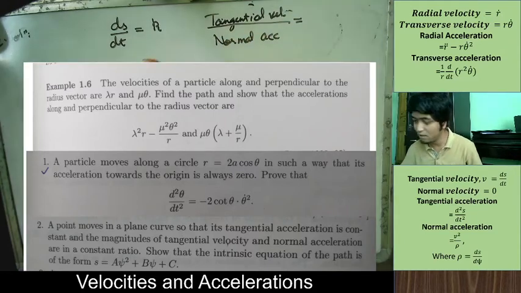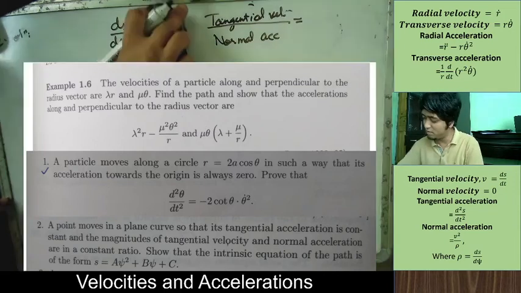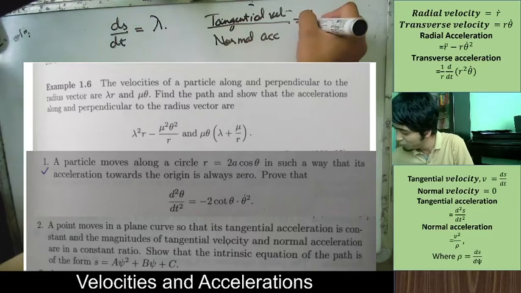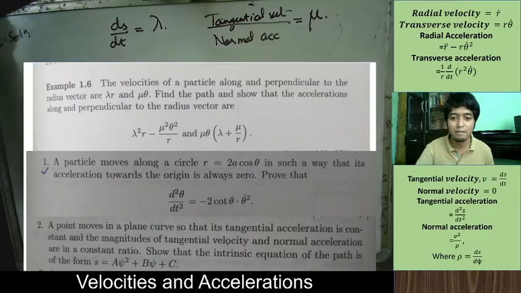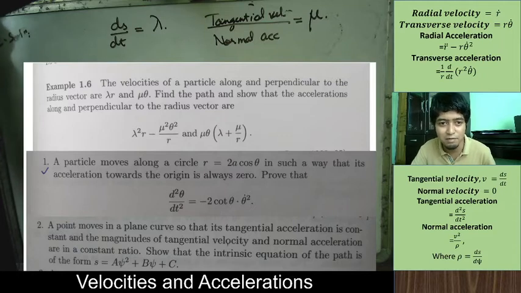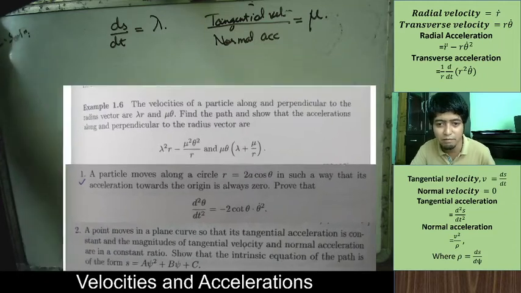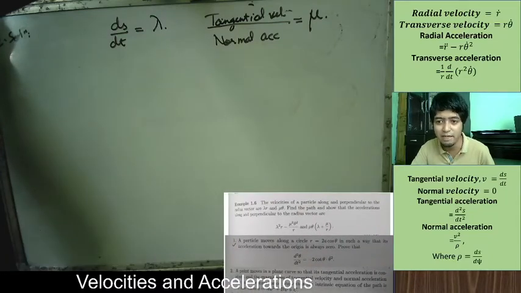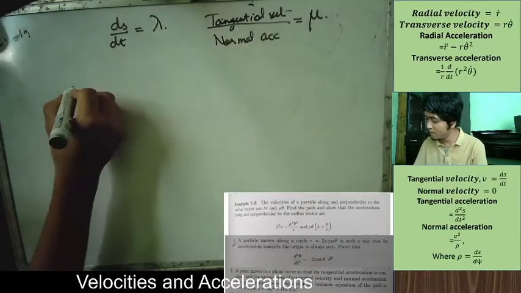Let us just use some Greek letters, lambda and mu. Now we have to show the equation of the path. The equation of the path won't involve time. So this is all the information that we have, and we have to find the equation of the path.